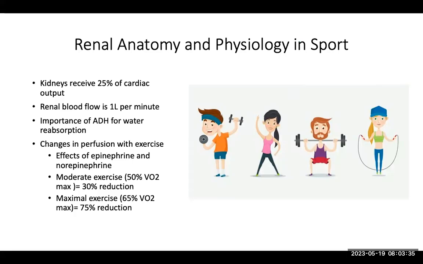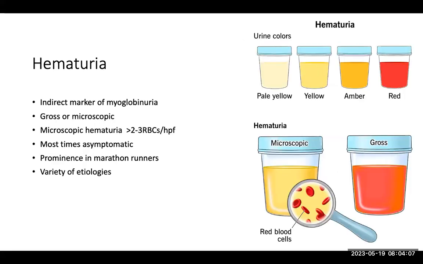So with strenuous exercise, if you're at about 50% of your VO2 max, you lose about 30%. If you have maximal exercise, about 65% of your VO2 max, you can have up to a 75% reduction in renal blood flow. And this renal blood flow decreases further if the individual is dehydrated at baseline before starting activity. And this blood flow typically returns to pre-exercise levels within an hour of cessation of the sport. So the first thing I'm going to talk about is hematuria.